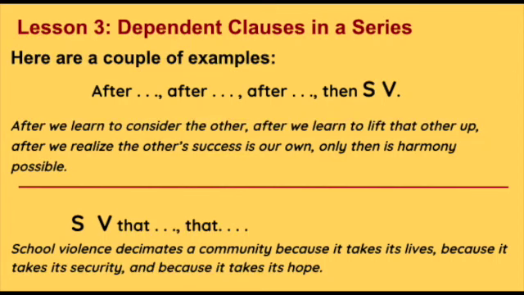So here's a couple of examples. I'm going to use the word after to begin my dependent clause. After we learn to consider the other, after we learn to lift that other up, after we realize the other's success is our own, only then is harmony possible. And then our second example, I'm going to move it to the end of the sentence. School violence decimates a community because it takes its lives, because it takes its security, and because it takes its hope.